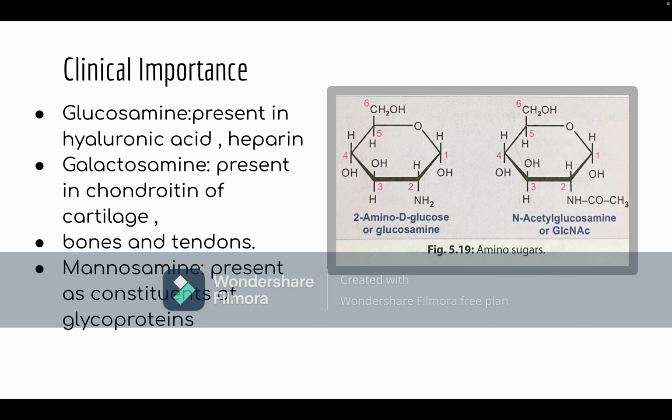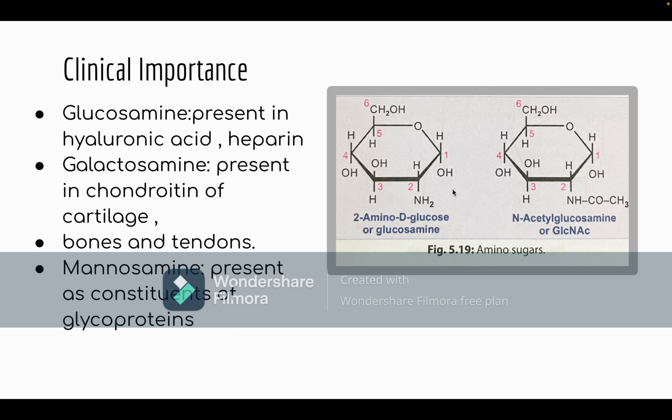Now, clinical importance of amino sugars. Glucosamine is present in hyaluronic acid and heparin. Heparin is responsible for coagulation of the blood. Galactosamine is present in chondroitin of cartilage, bones, and tendons. Mannosamine is present as a constituent of glycoproteins.